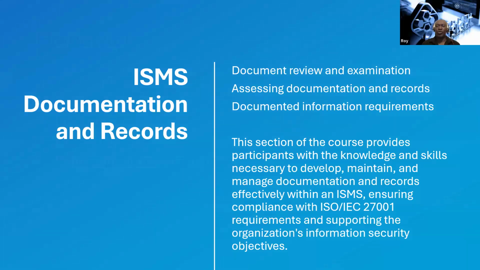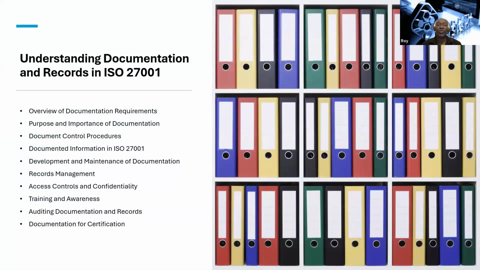Yep. So we must look at all the places where the requirements are from, and from there, we will audit documentation. So to understand documentation and records in 27001, we have to look at the documentation requirements. We'll look at the purpose and importance of documentation. We will look at document control procedures. We'll look at what is called documented information in the standard, how to develop and maintain documentation. We'll look at records management, access controls, and confidentiality. And then, of course, the training and awareness on documentation and how to audit these documents and records. And of course, what documentation there is for certification.